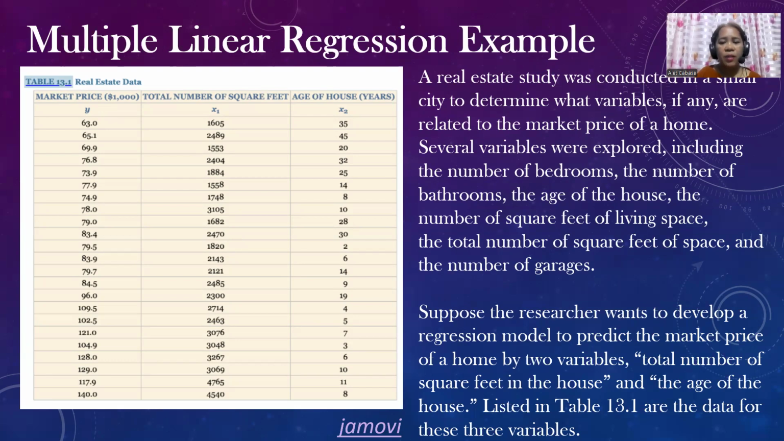Suppose the researcher wants to develop a regression model to predict the market price of a home by two variables: the total number of square feet in the house and the age of the house. Listed in Table 13.1 are the data of these three variables. So now let's go to Jamovi.